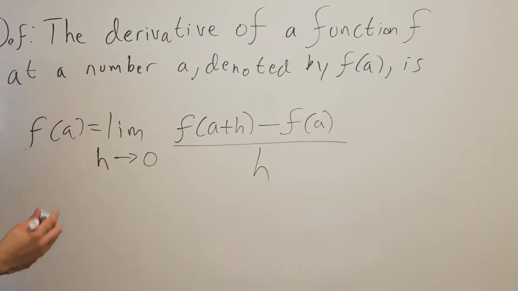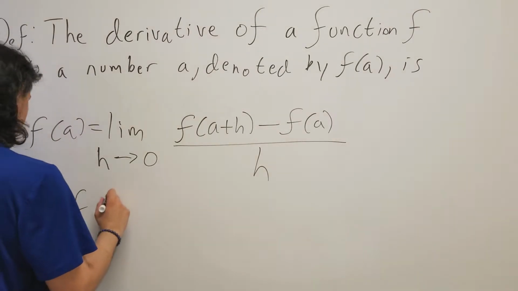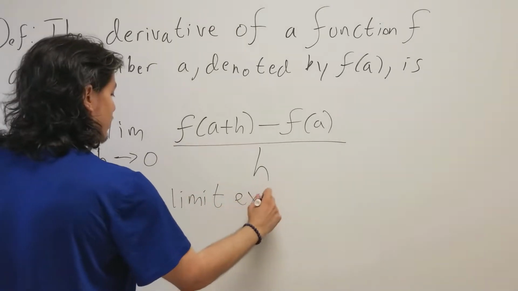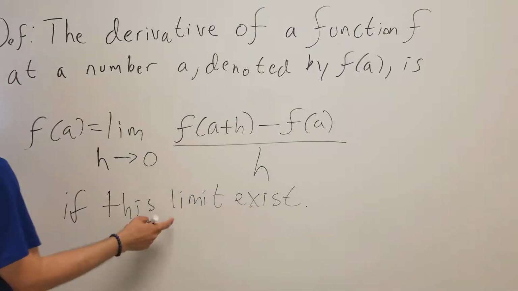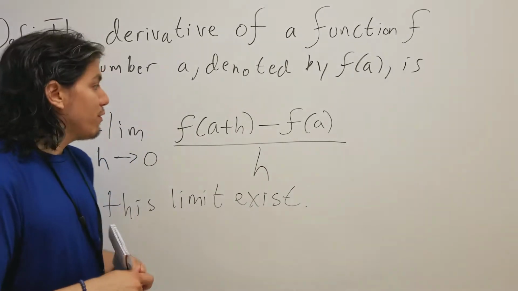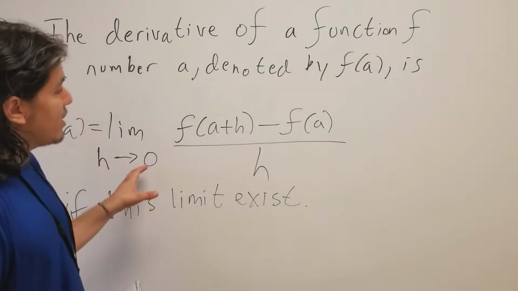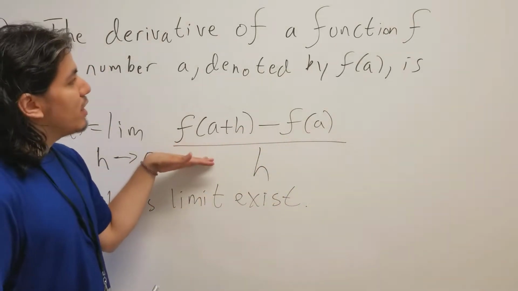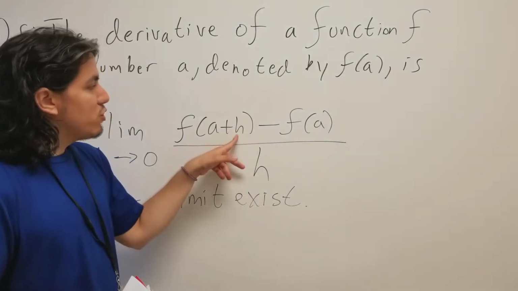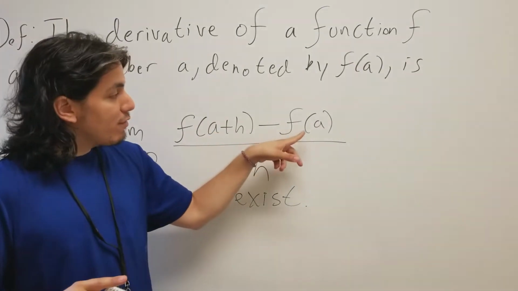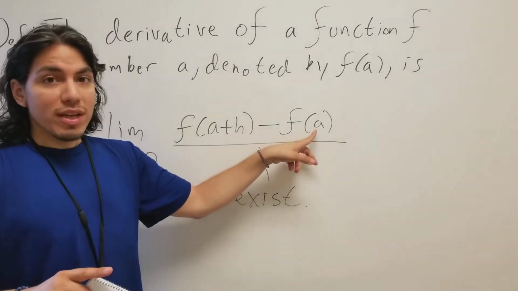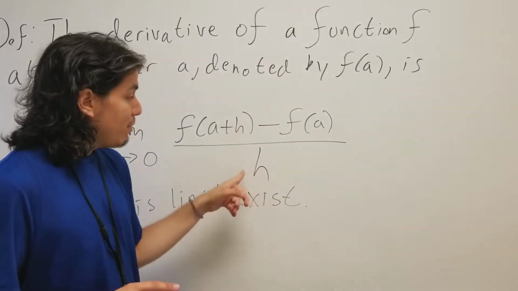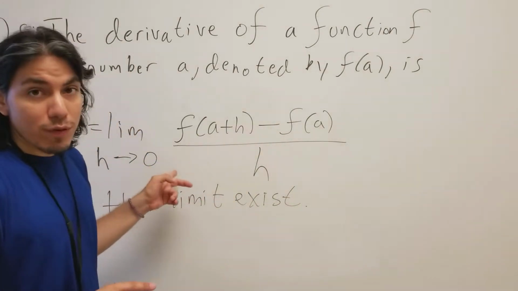Now what does this mean? One last thing: if this limit exists. If the limit exists for your function, depending on whatever it is, you can take the limit as h approaches 0. So this is just telling you, you need to plug in whatever your function is at a plus h, and you need to plug in f of a, that input of a, and then subtract both of these two, and you divide by h, and also take the limit of whatever function this is.